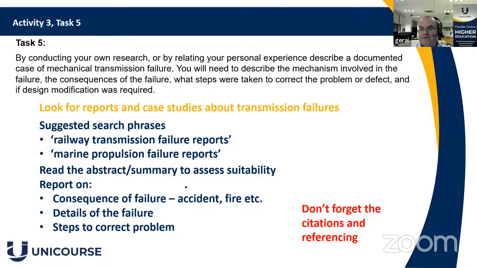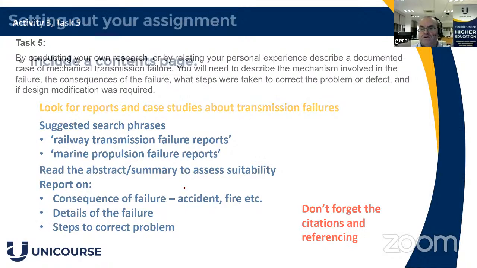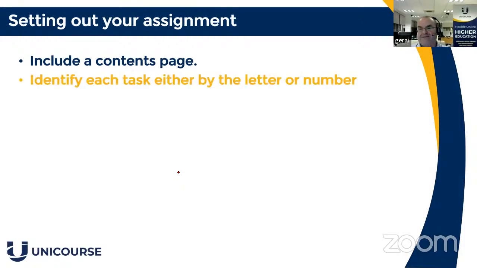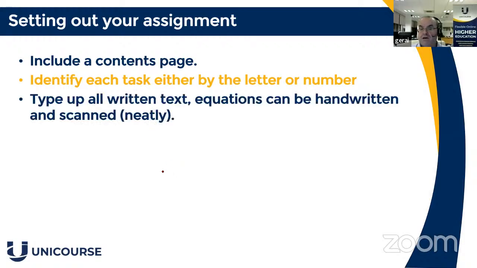Right, so that brings us to the end of the session. So just to go over setting out the assignment again: contents page, we've done that before, haven't we? Identify each task either by letter or by number, so we know what task you're answering. Type up all written text. Equations can be handwritten, but make sure they're neat. Scan them in. Use your phone to scan them in if you want.